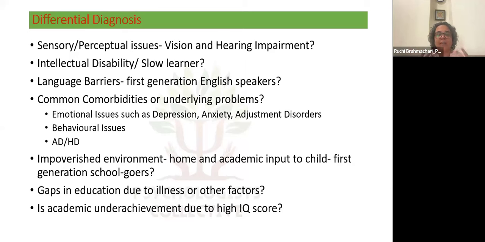So in a culture where we are, do good marks, beta aapka, right now, everyone is asking, na, final exam mein kaise marks mile? For a child who's underachieving, their self-esteem can really take a beating. And so, common comorbidities of depression, anxiety, adjustment disorders, behavioral issues, ADHD, these coexist. And so we want to rule those out.